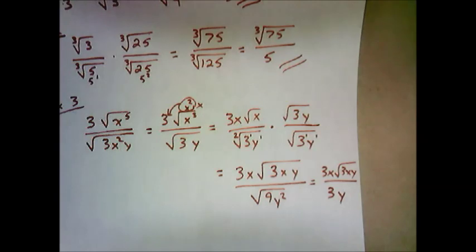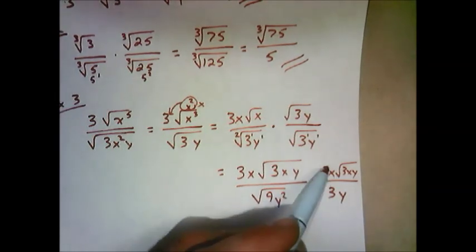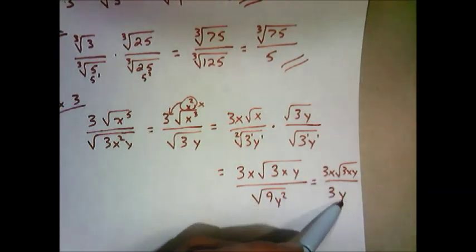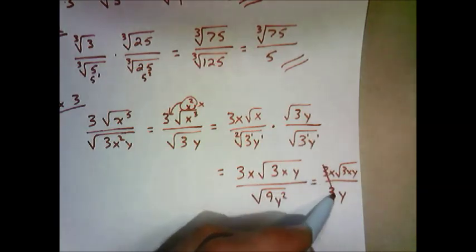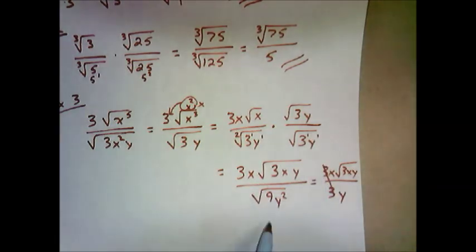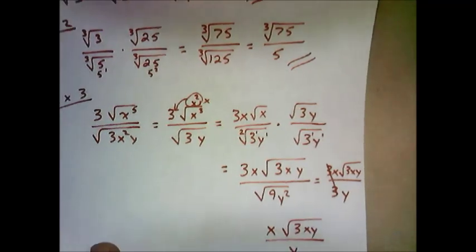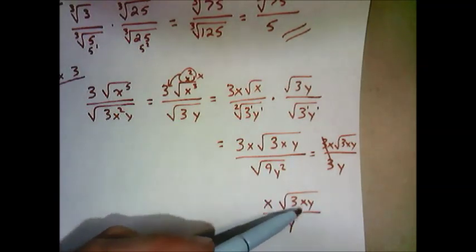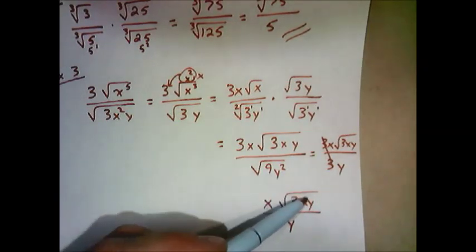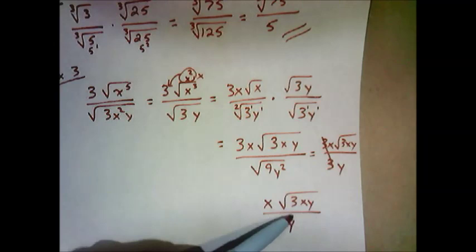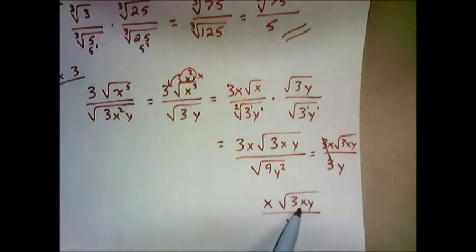3y. And finally, we can reduce. These are both outside numbers, so I can cancel those. And I end up with x square root of 3xy over y. Remember, we can't reduce these y's because we have an inside number and this an outside number. Or one's a radicand and the other is not. And there's our final answer.